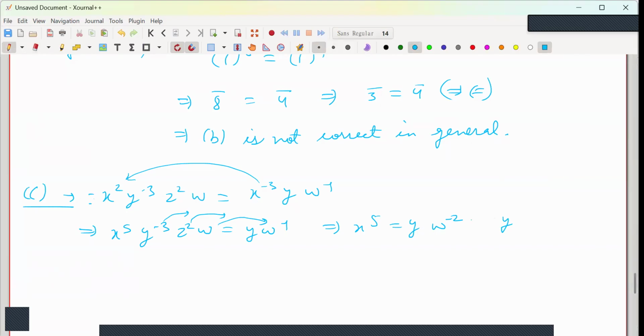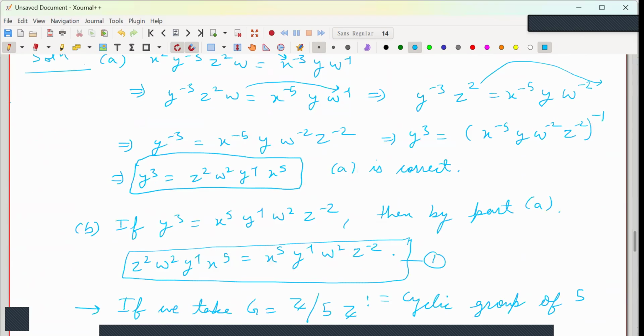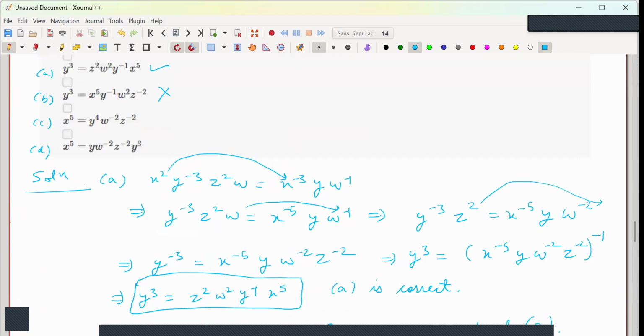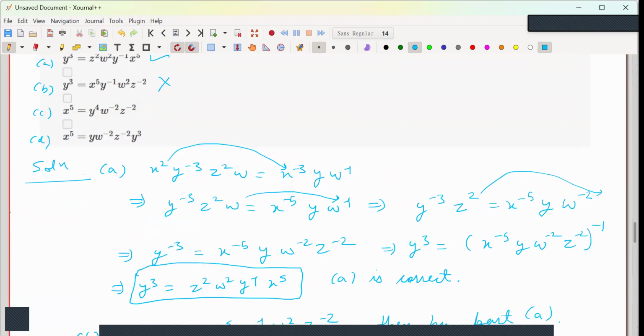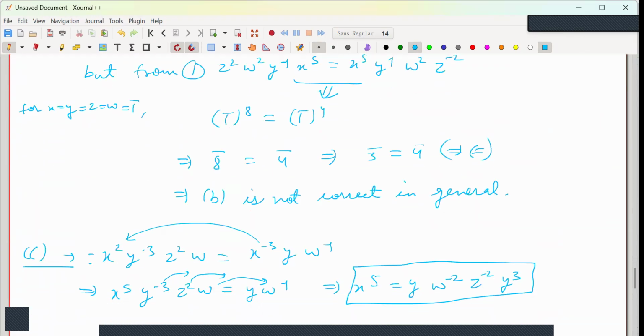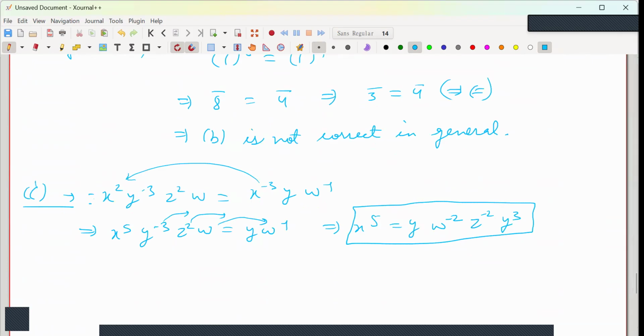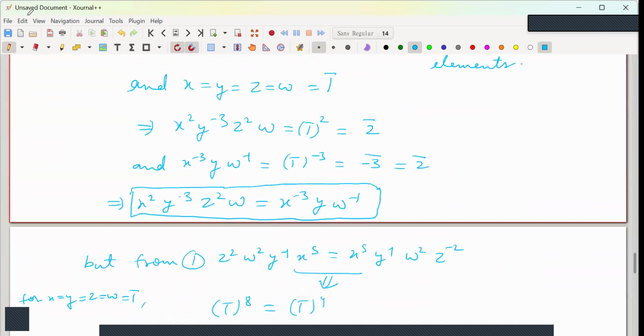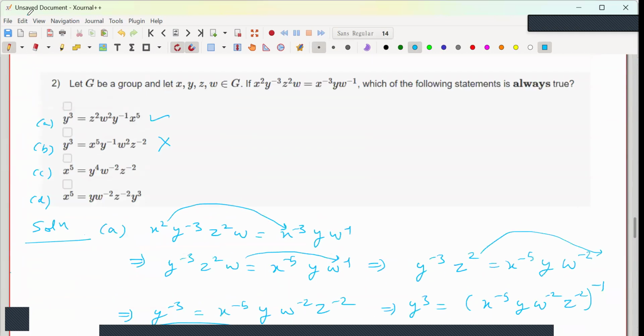So is there any option with this choice? I think C itself is there. Oh, D is there, so C is not necessarily true, but D has to be true. So let me just change this option to D. This implies D is correct. Right? We are getting the same expression y w minus 2 z minus 2 y cube.